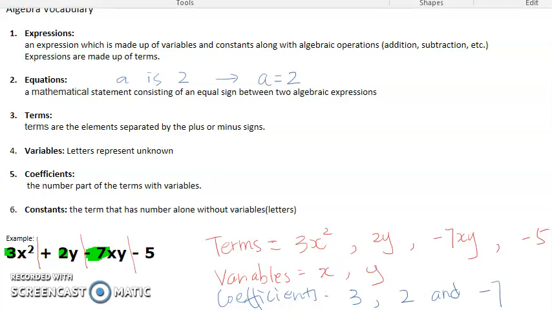Now let's have a look at the last word, which is called constant. A constant is the term that has a number alone without any variables, without any letters. If I look at all 4 terms here, there's only one term that doesn't have any letters. So we call this a constant. And it makes sense as well, because this is the fixed number that is given to us, no variables attached, and this is a fixed value. It doesn't change, so we call it constant.